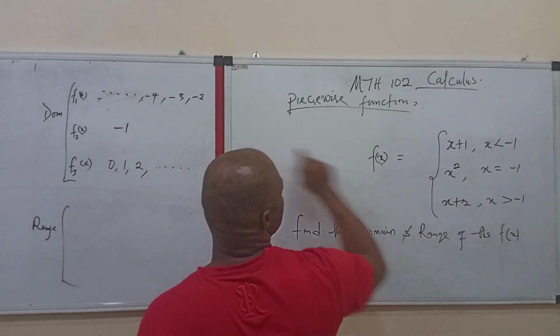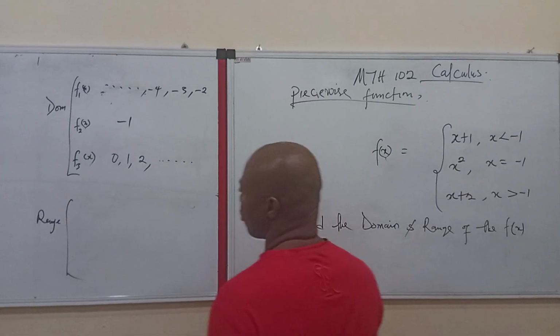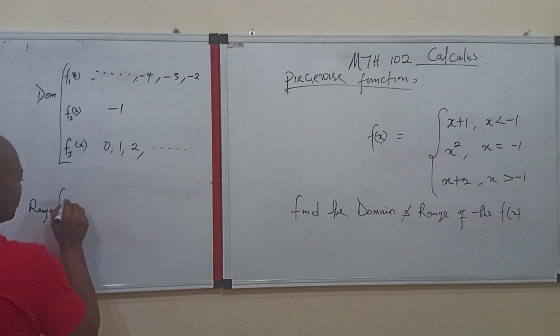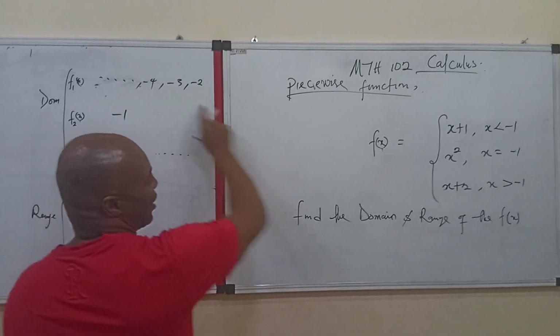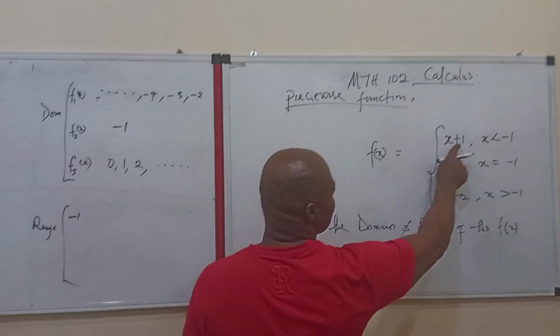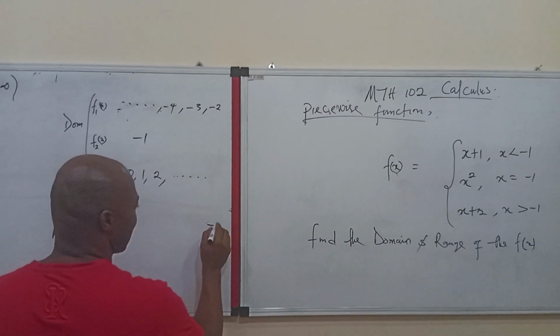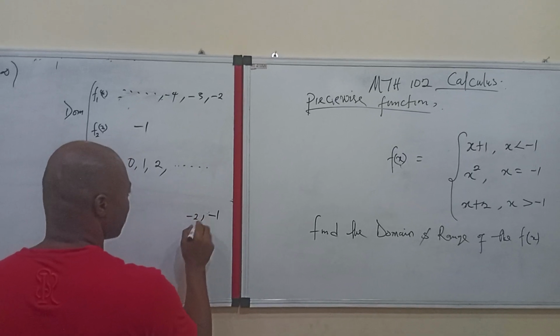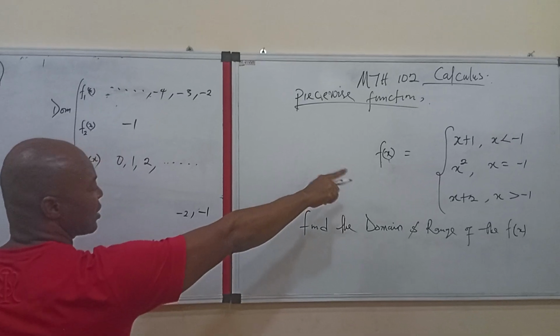So if you put minus 2 for here, wetin go happen? Minus 2 plus 1, the answer will be minus 1. If you come put minus 3 for here, the answer will be minus 2. The first one is minus 1, the second one will be minus 2. If we put minus 4 for there, you go come get minus 3.